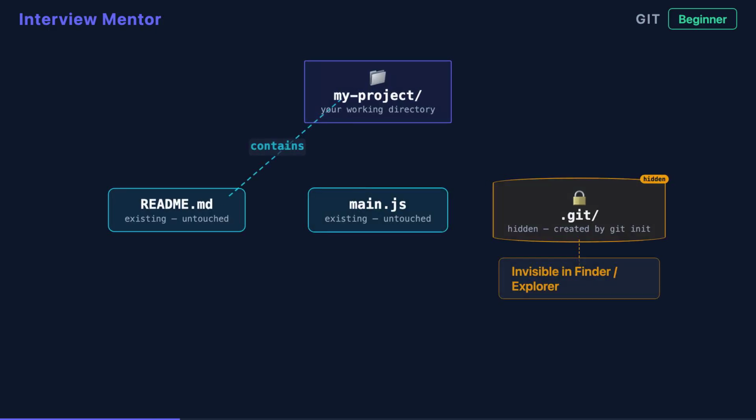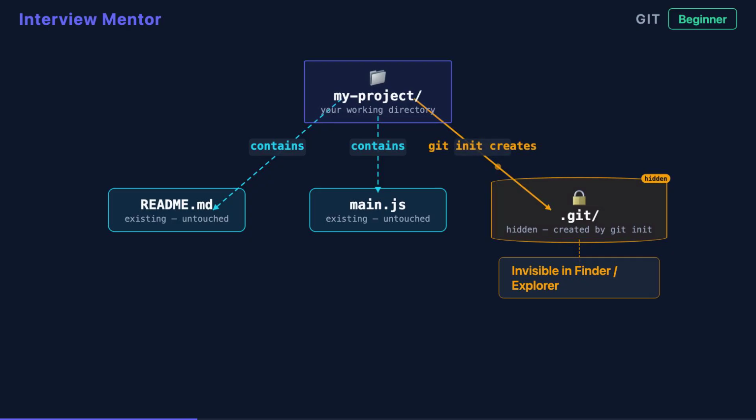The key thing git init does is create a hidden folder called .git inside your project directory. Hidden folders start with a dot, making them invisible in a normal file browser. But this folder is the heart of your entire repository. Remove it, and your whole history is gone.